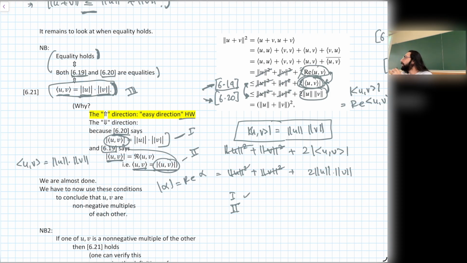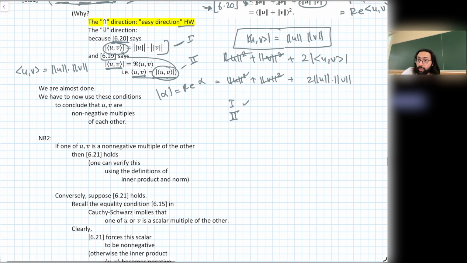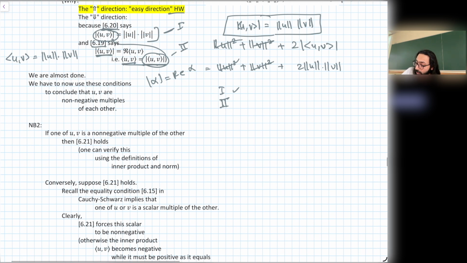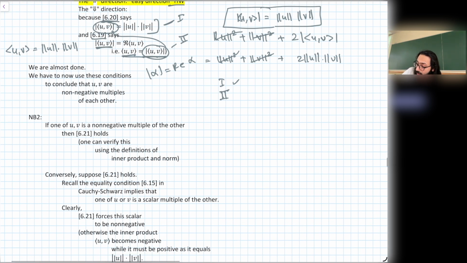Okay, all right. So now we're almost done, essentially. Now we have to use these conditions to conclude that u and v are non-negative multiples of each other. So this is what we want to conclude in the end, right? u and v are non-negative multiples of each other.